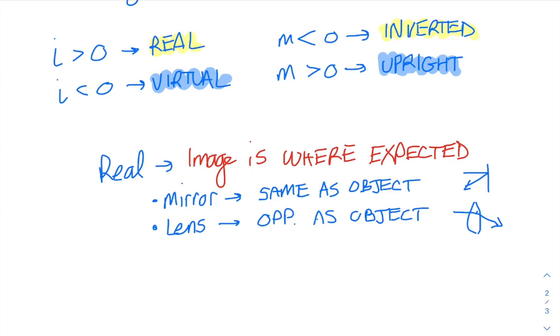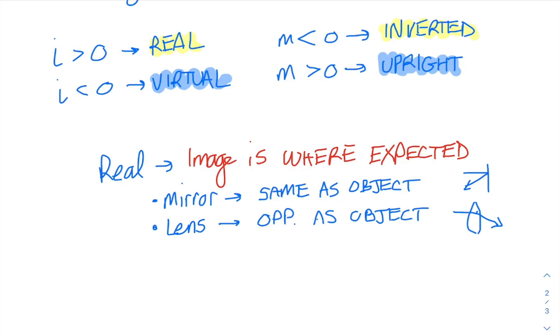And then for a virtual image, it's going to be the exact opposite. A virtual image is the image being formed where you would not expect the light to end up. So in this case, for a mirror, it would be on the opposite side, and for a lens, it would be on the same side as the object. So that's what you would see for virtual images.